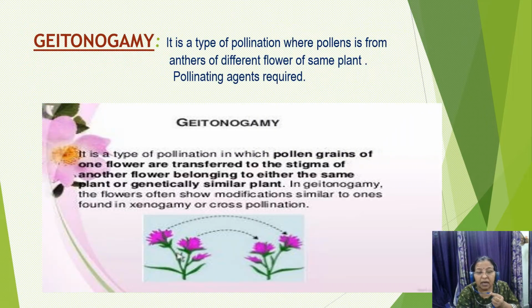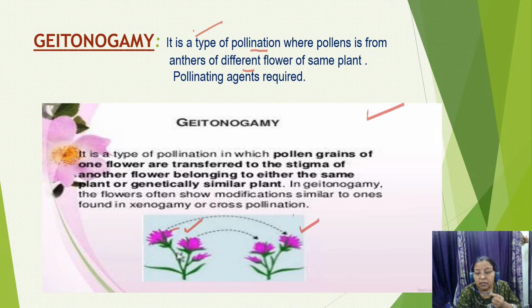Now there is a kind of self-pollination which is called geitonogamy. Geitonogamy, many times a 1 mark question is asked in the examination. It is a type of pollination where the pollen is from the anther of a different flower of the same plant. Means, for example, I have told you, in a field where plants are growing, the pollen is coming from some other flower, then it is called geitonogamy. It is also a kind of self-pollination or autogamy. Okay, so this is geitonogamy.